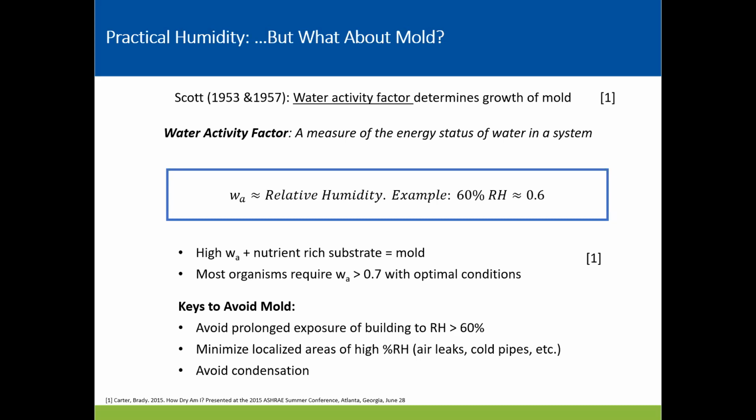They also require a nutrient-rich substrate, something for them to eat, although they don't seem to have any problem eating drywall. So that is something to be aware of. But what we're really trying to do is avoid places in the building where we'll see localized high levels of relative humidity that are far above that 60% and above that 70%. What this tends to mean is sealing up the buildings as best as possible, to look for air leaks, cold pipes that are dripping, things like that. But most importantly, when we're talking about adding humidity to the building, we really want to avoid condensation.